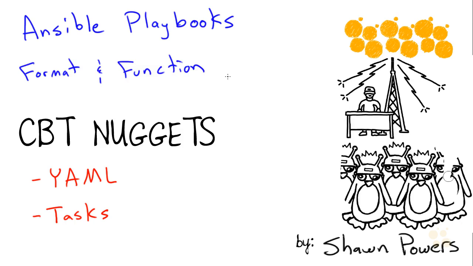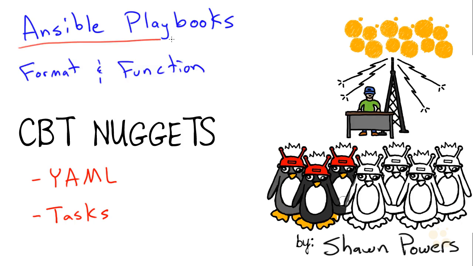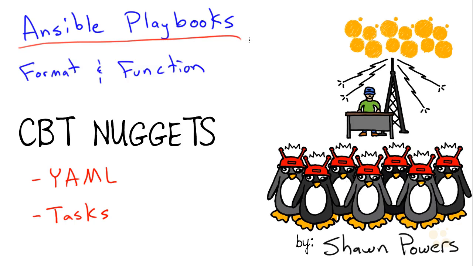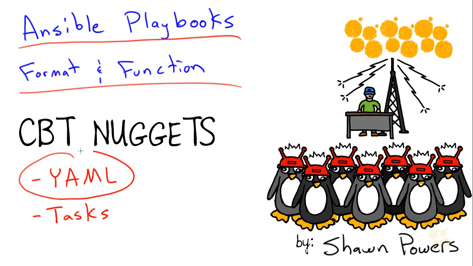Ansible's ad hoc mode is great for doing individual tasks, but most people use Ansible Playbooks, which allow you to do more things. You can use variables, you can use conditional statements, and you can do more than one thing at a time. So we're going to look at the format and function of what an Ansible Playbook looks like. Now the language that it uses is called YAML, which stands for Yet Another Markup Language, which I just love the name of it.